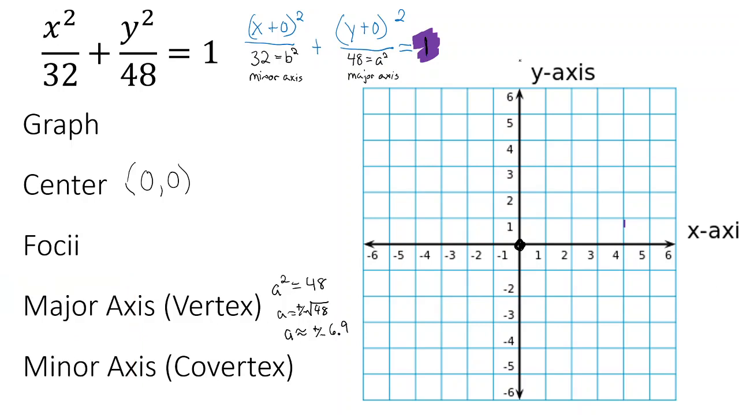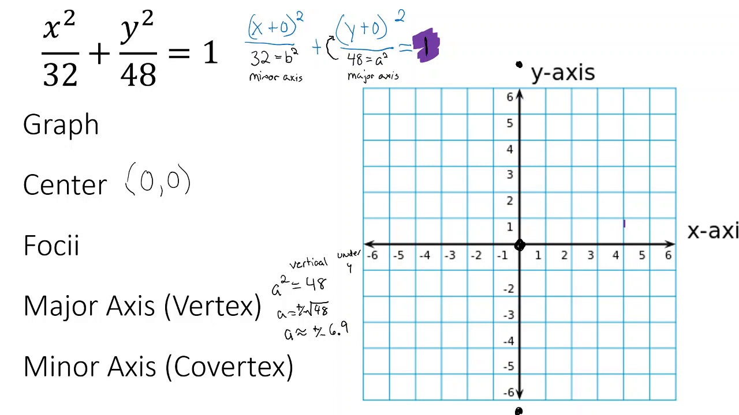So that means I'd go up about 6.9 in the positive direction, and I'm going to go down 6.9. And the reason I went up and down is look at where the position is. It's underneath y. So that means that this a squared is going to be vertical because it's under y. Does that make sense? So if the 48 was under the x, we'd go horizontal.